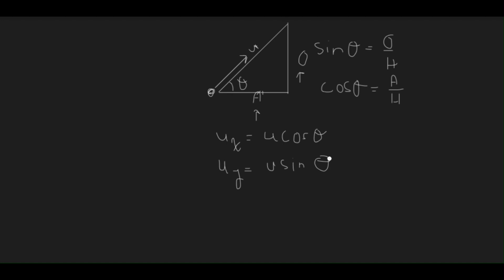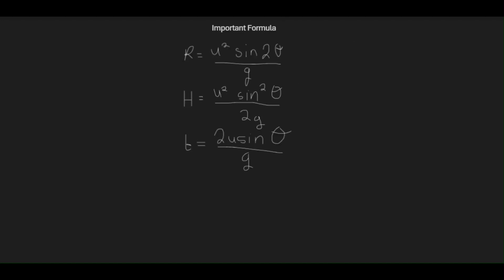Now that we have a bridge between the x and the y, we can derive many important formulas. There are 3 of these important formulas. These assume that there's symmetry in the way that the object is launched, so that it will land at the same height that it started. So this first one is the formula for range. This one is the formula for max height, and this one's the formula for time of flight.